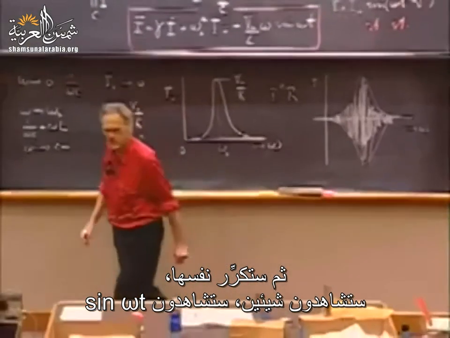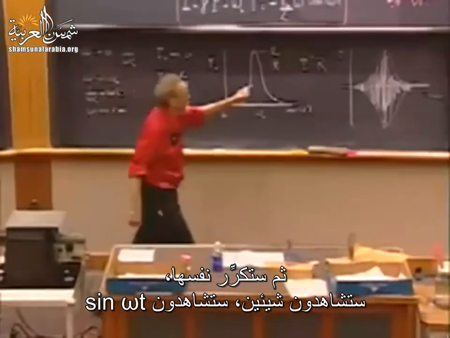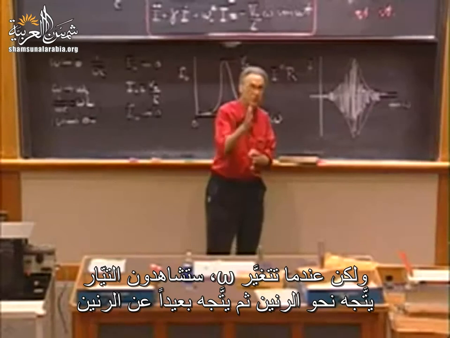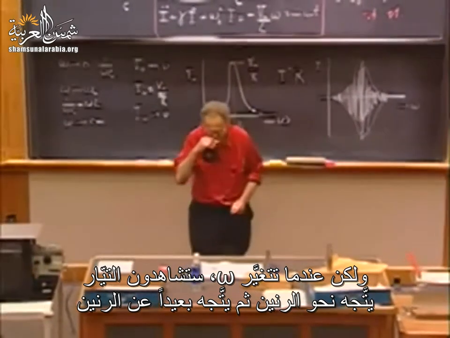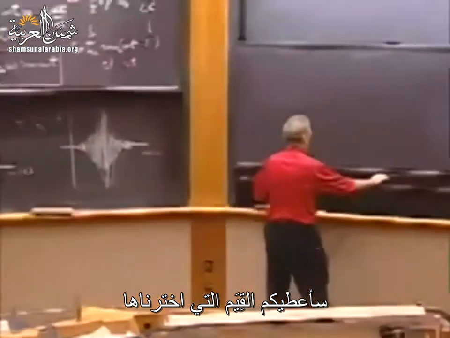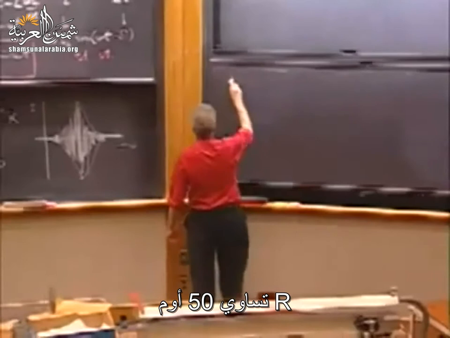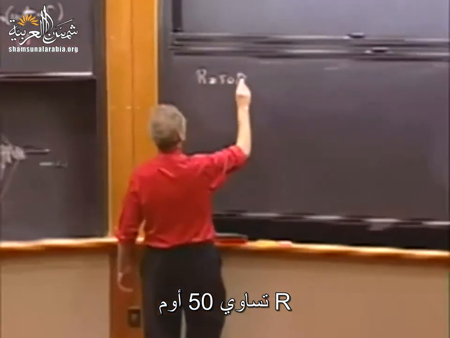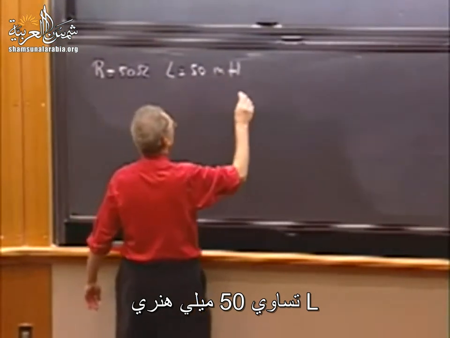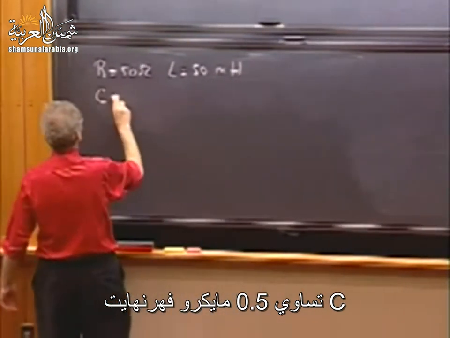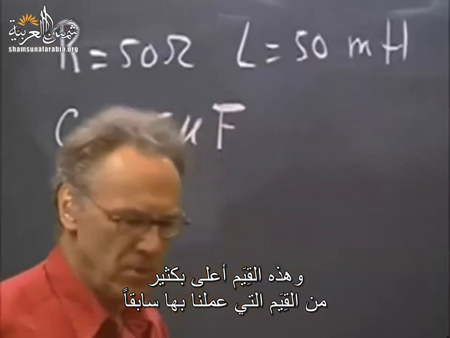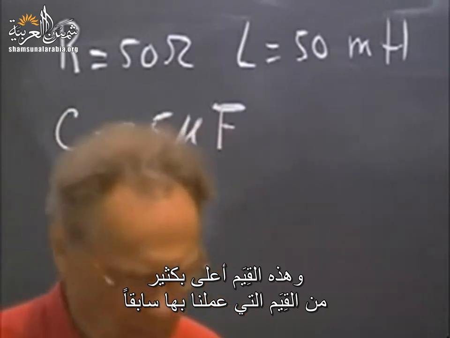And so you see two things. You will see the sine omega t term, but as omega changes, you will see it go through resonance, and then you will see it go over resonance. So I will give you the values that we have chosen. R equals 50 ohms. L equals 50 millihenry. And we choose C, 0.5 microfarad, which is substantially higher than what we did before.